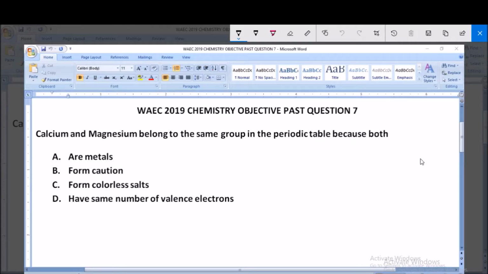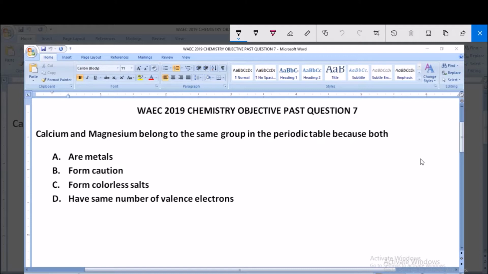I'm going to be answering WAEC 2019 chemistry objective past questions, and this is question number 7. And the question is, calcium and magnesium belong to the same group in the periodic table because both: A, are metals; B, form cations; C, form colorless salts; D, have the same number of valence electrons.